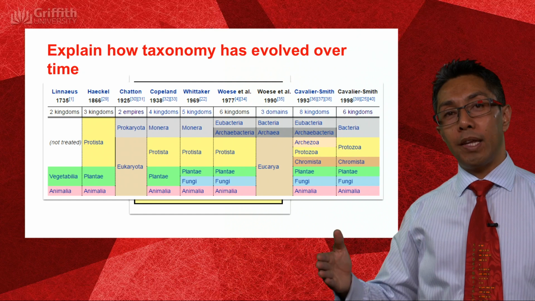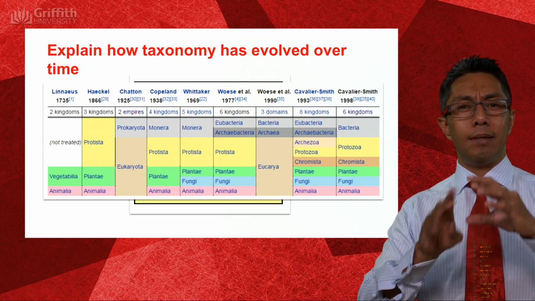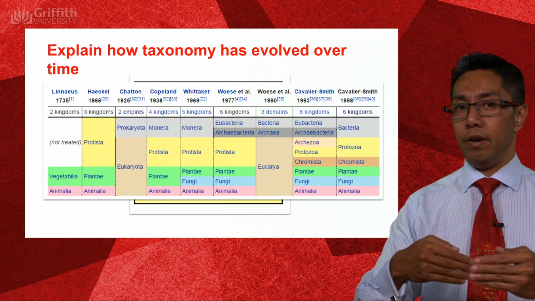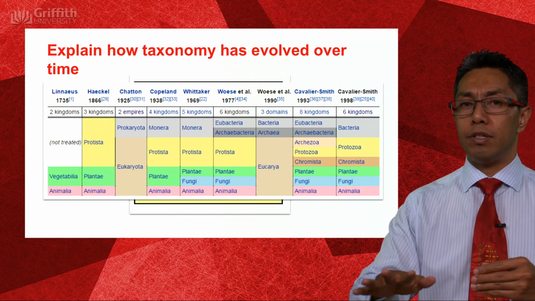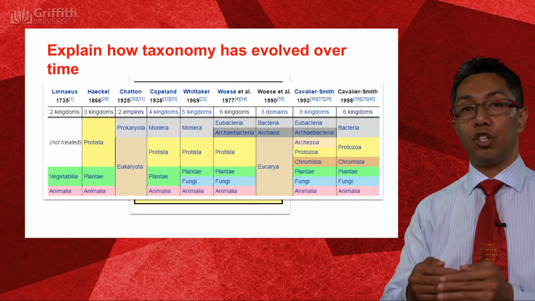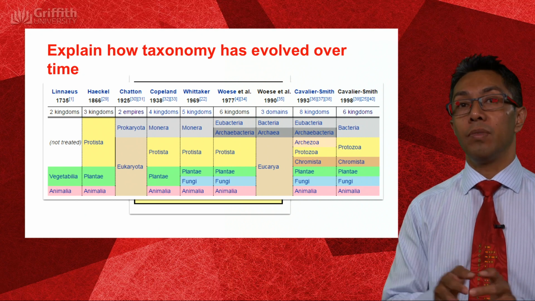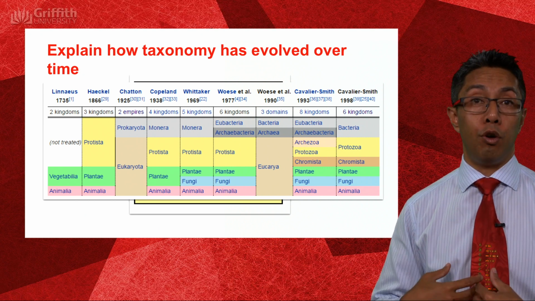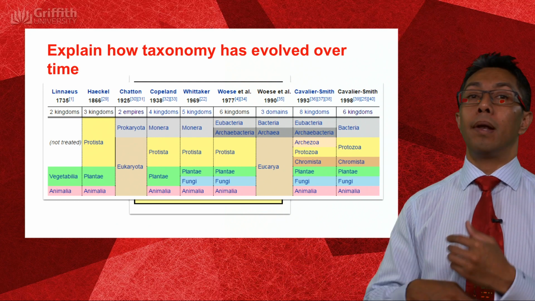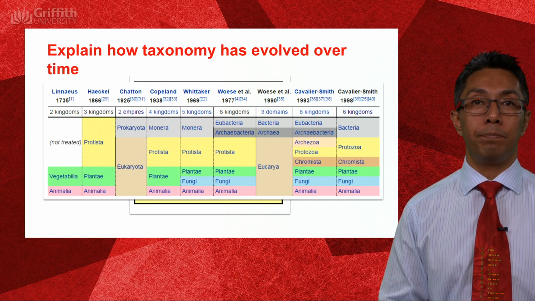So fast forward again to Chatton, and we then start to realize, oh, some of these unicellular organisms, they're actually quite different because they don't seem to have a well-defined nucleus. So that's where we start to get that division of prokaryota, organisms without a well-defined nucleus, versus eukaryota, which we belong to. So there are protists, single-celled organisms, which belong to eukaryota. Plants belong to eukaryota. Animalia belongs to eukaryota as well.